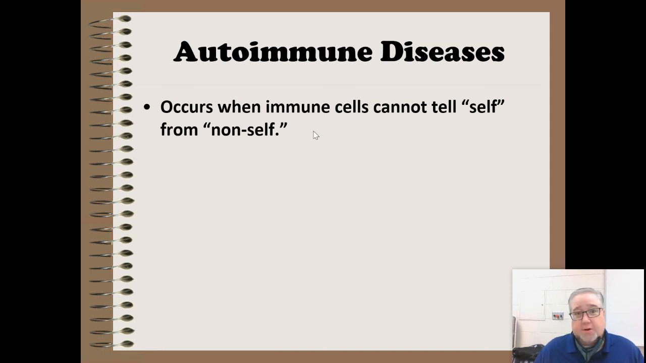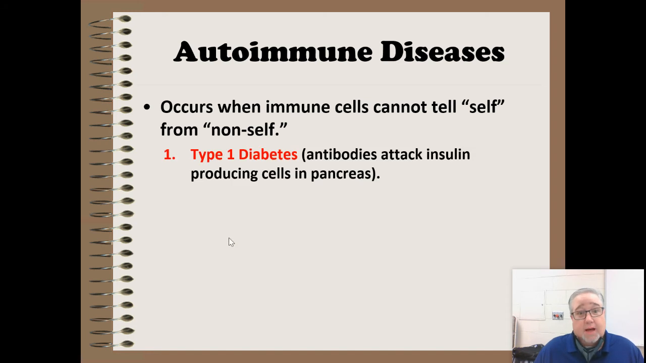It says here it occurs when immune systems cannot tell self, like your own body cells, from non-self. Your white blood cells have trouble identifying your own name tags, your own marker proteins. So if that happens, there are certain diseases that are caused by that. One of them you might have heard of before. It's called type 1 diabetes.